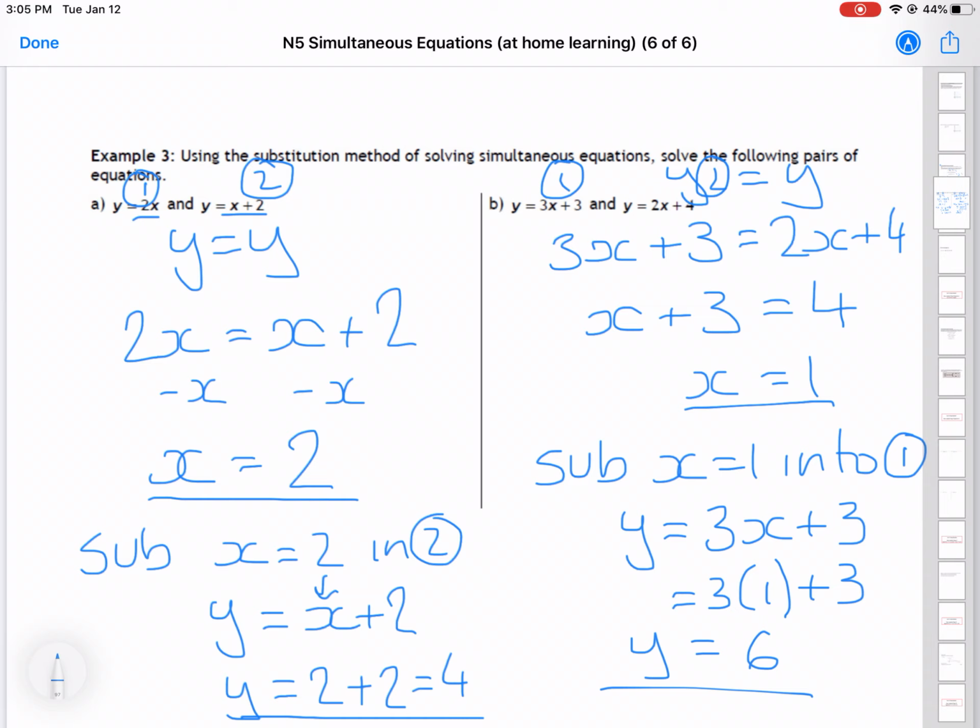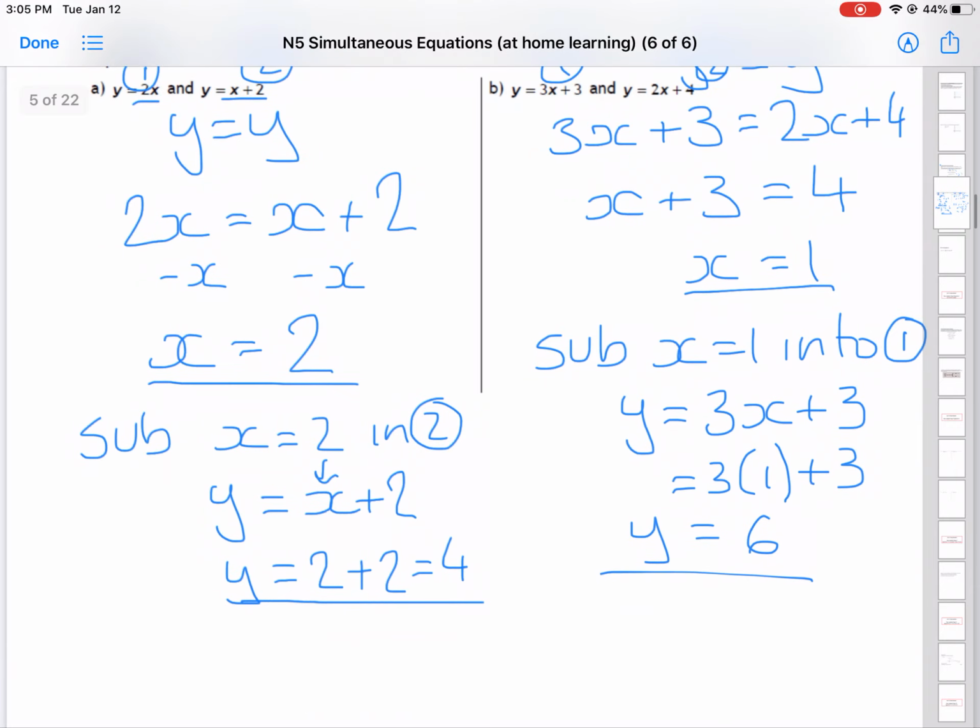So x equals 1 and y equals 6 is the solution to that one. Now that tells me if I was to graph these two lines, they would cross over at the point (1, 6) in this case. So (1, 6) is where they would cross over here. For this one, it would be (2, 4).